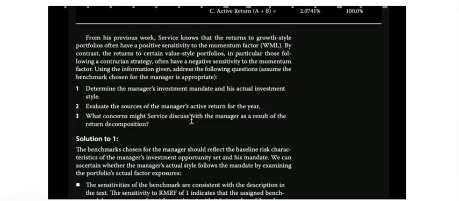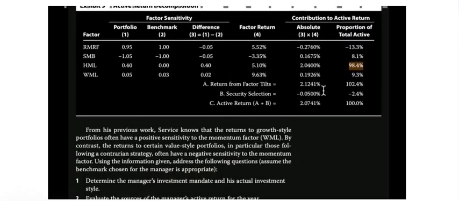What concerns might Service discuss with the manager as a result of the return decomposition? Well, you can always get exposure to a large cap value index. You don't need to pay the manager to get that. You can get it yourself. So if this is all the manager can deliver, you can do it yourself.